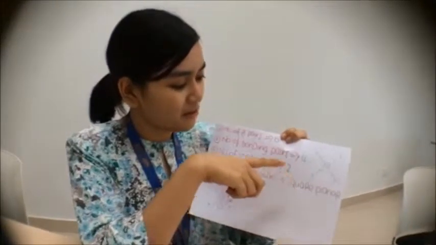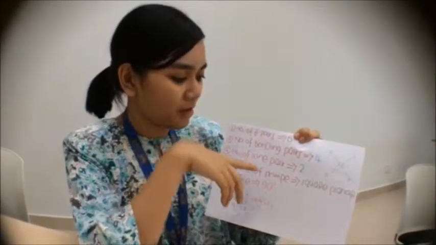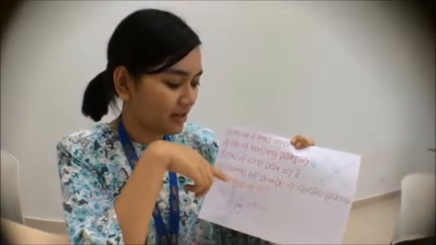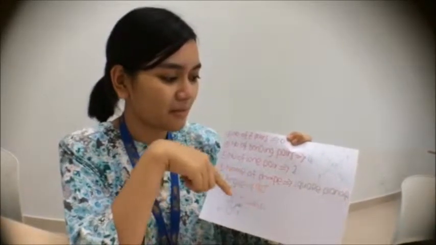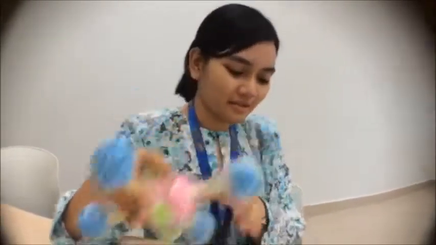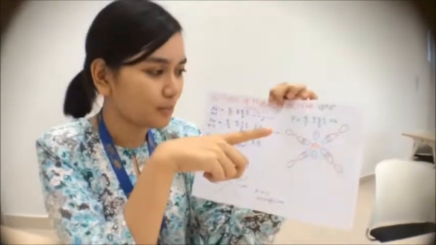In xenon tetrafluoride, there are 6 electron pairs: 4 bonding pairs and 2 lone pairs. The name of this shape is square planar. The angle between the 2 atoms is 90 degrees. The type of hybridization is sp3d2.